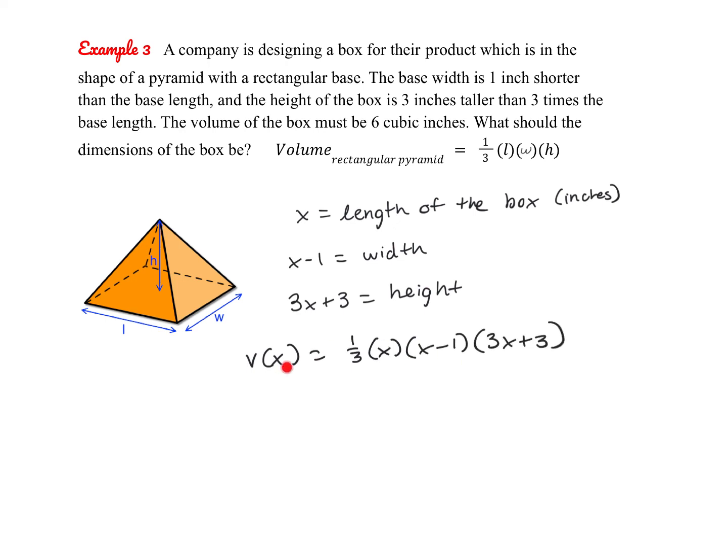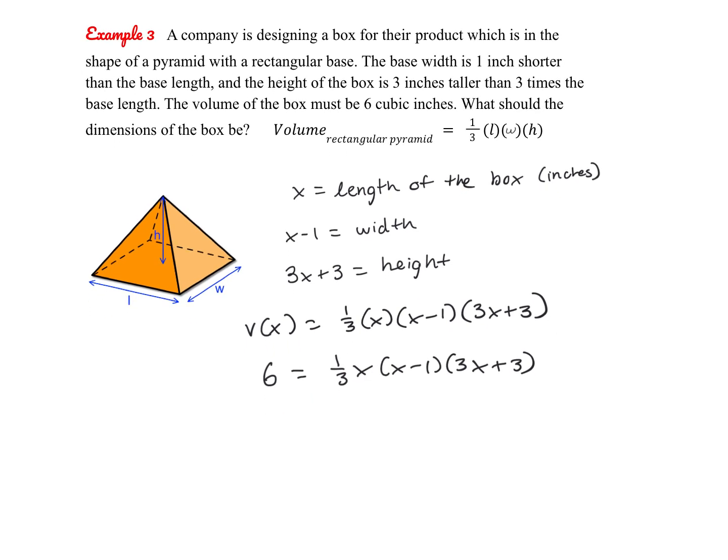Okay, so now that we have our model for the volume of this box, we know that the volume of the box must be 6 cubic inches. So we could set this equal to 6. And then to solve this equation by hand, we will need to multiply this out and set our equation equal to 0, so subtract 6. So when you do that, we will get 0 equals x cubed minus x minus 6. And again, that's just multiplying out the right side and then setting our equation equal to 0.